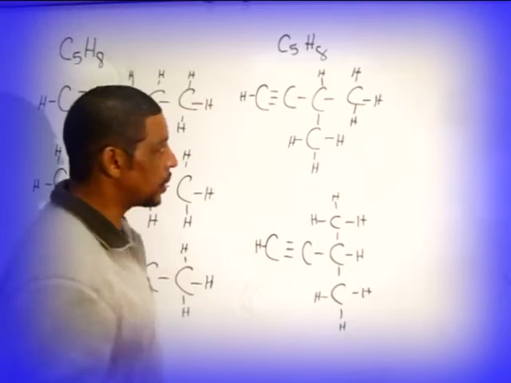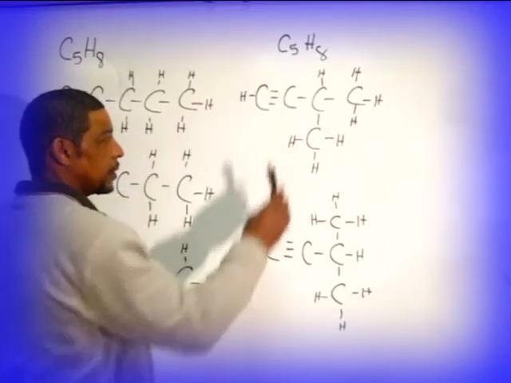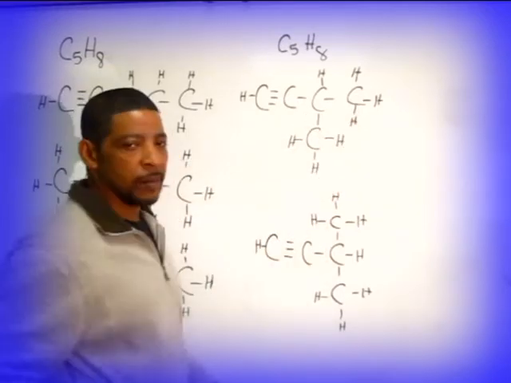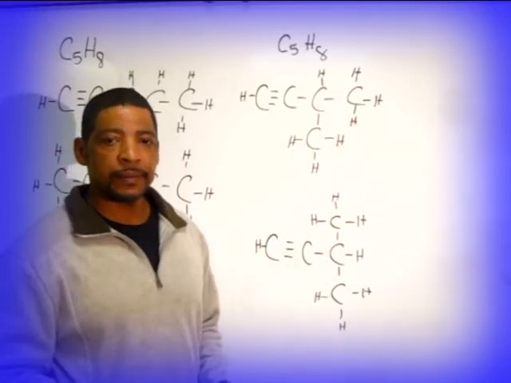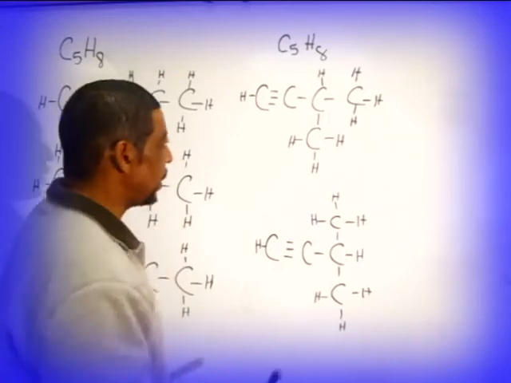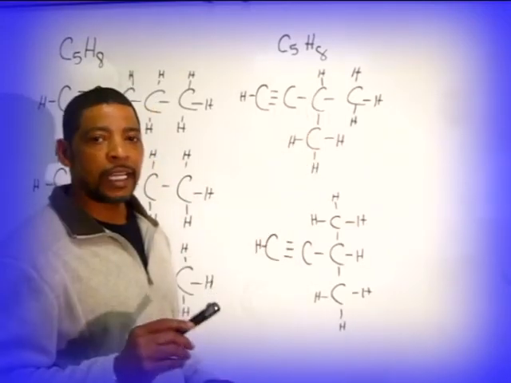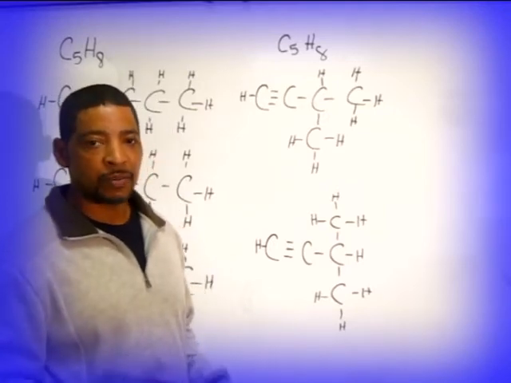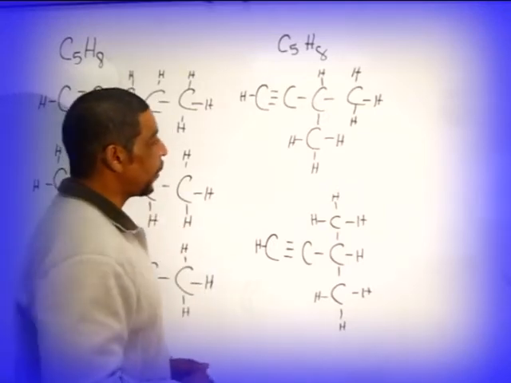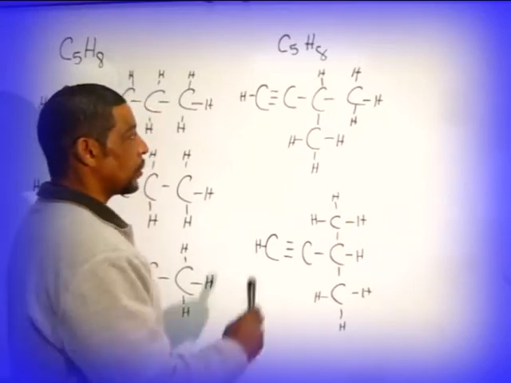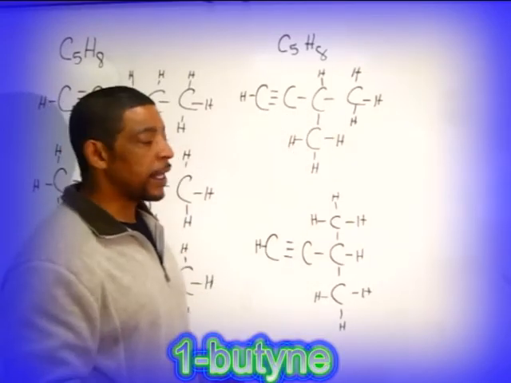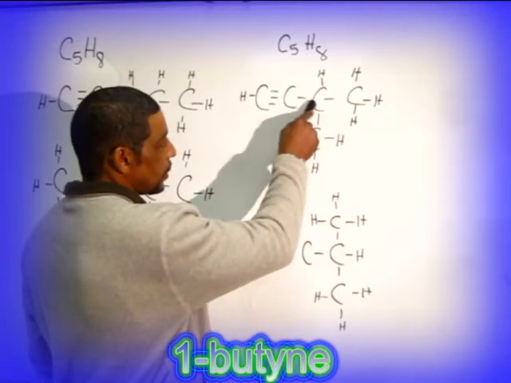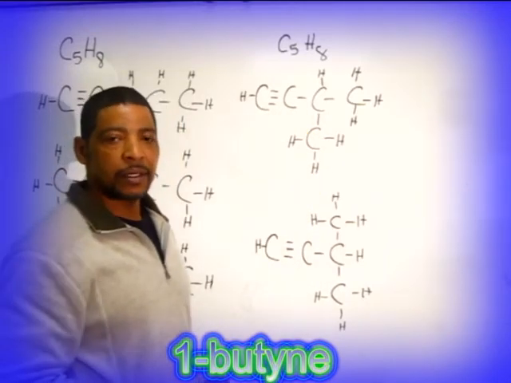Another structural formula for pentyne would be a compound that contains 4 carbon atoms in the parent chain. So the name of this compound will be butyne. When naming this compound, remember, the triple bond must be given the lowest possible position. So this compound would be called 1-butyne. An alkyl group is connected to the third carbon from the terminal carbon on the left.